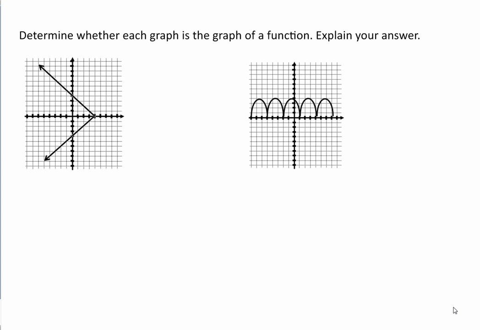Okay, one last item here on our agenda for section 3.2 on the introduction to functions is this. Let's determine whether each of the graphs is the graph of a function. How can we explain our answer right here?